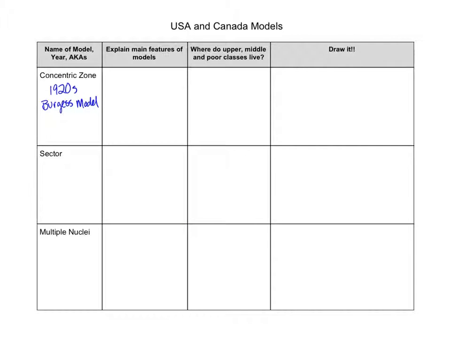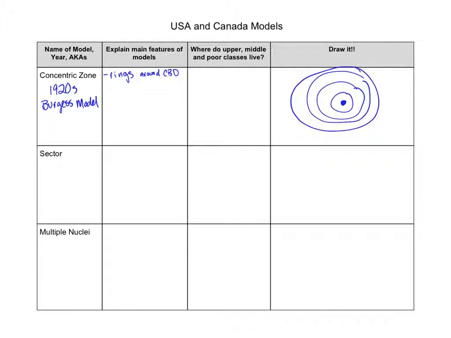The main feature of this one is that it's all about rings. It looks like a whole bunch of rings around the CBD. CBD, remember, is the central business district, so think downtown. If we're drawing it over here, our CBD is going to be right in the middle, and then it's going to have different rings on the outside of it, okay? The CBD is your historic downtown.